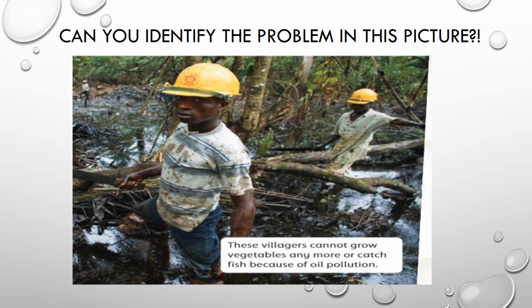What if I tell you that these villagers cannot grow vegetables anymore or catch fish because of oil pollution? What would you do if you were in their shoes or situation? What do you think they did? Actually, the village chief wrote a letter to the managing director of the company responsible for the oil spill. Would you do the same? Would you write a letter to the person in charge if you have a problem?